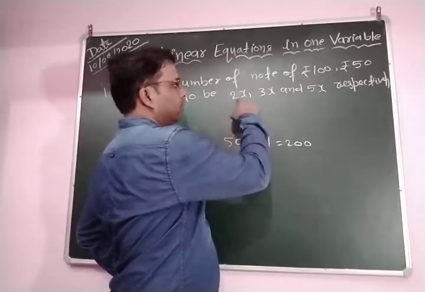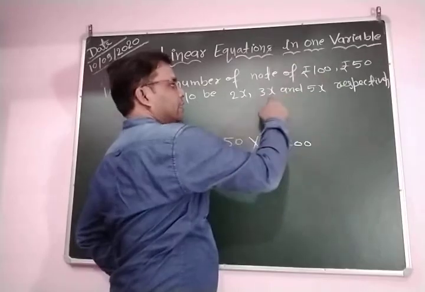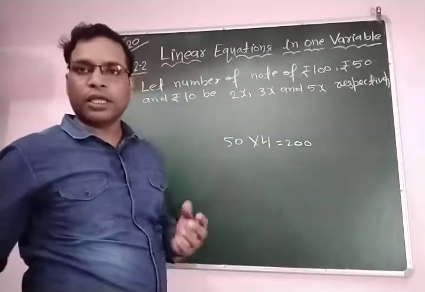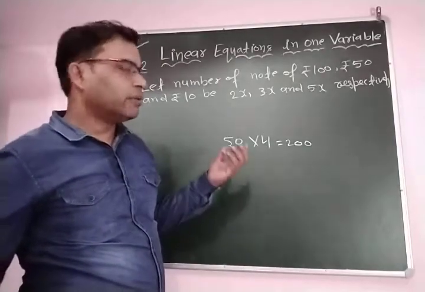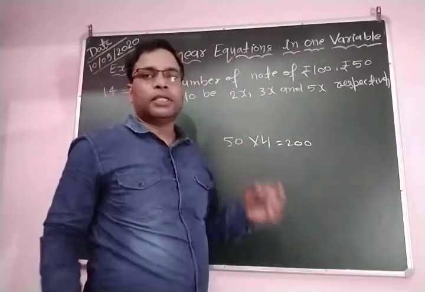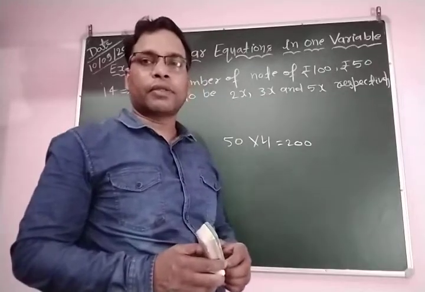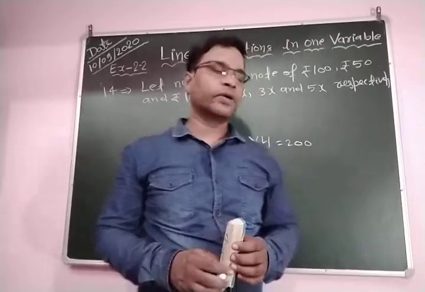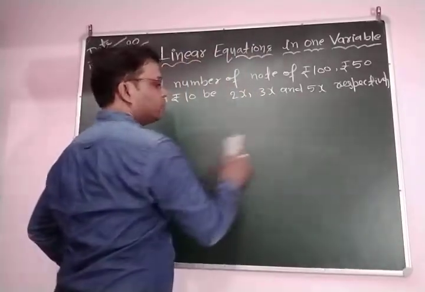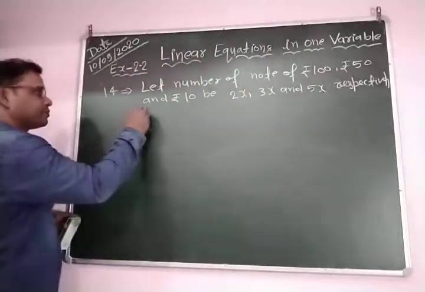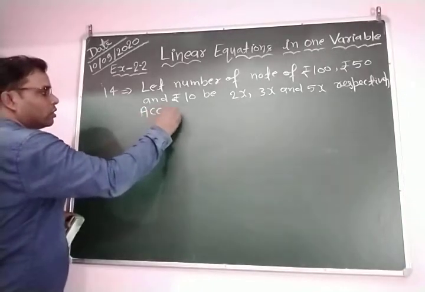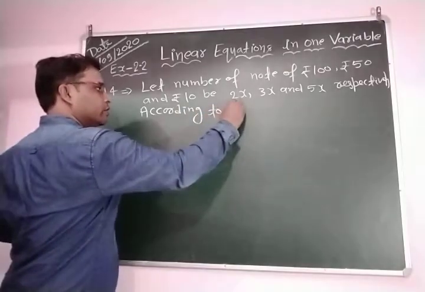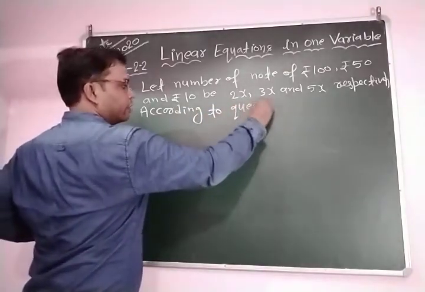Similarly, we multiply 100 by 2x, 50 by 3x and 10 by 5x. Then if you sum them, we obtain the total amount as 4 lakh rupees, because Lakshmi had 4 lakh rupees. So here you write according to the question, this is given.